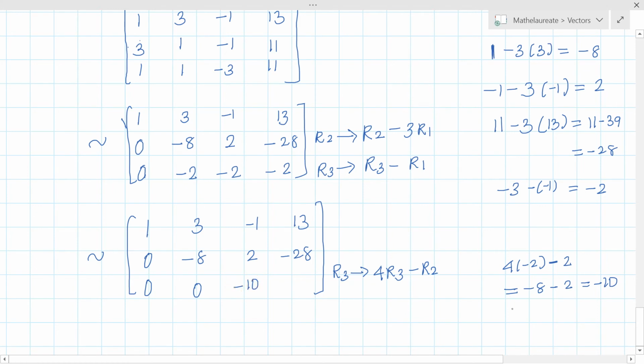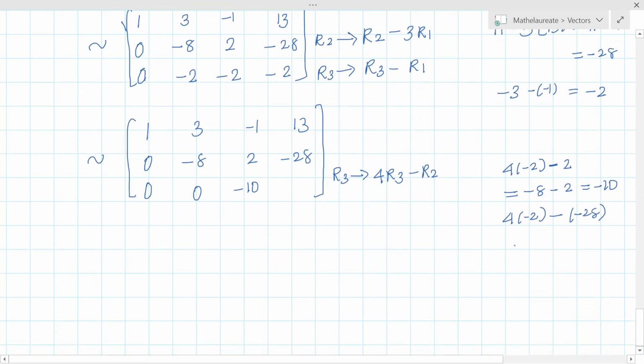Next, coming to the last term. The rule is 4 times row 3, so 4 times minus 2, and subtract the corresponding term. The corresponding term is minus 28. This is minus 8 plus 28, which will give positive 20.